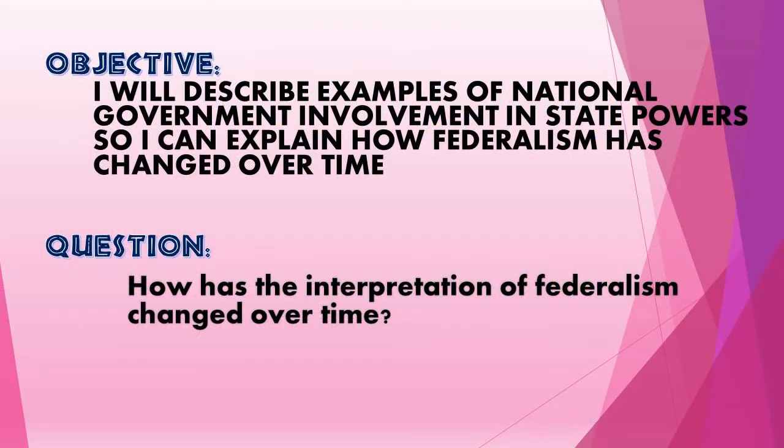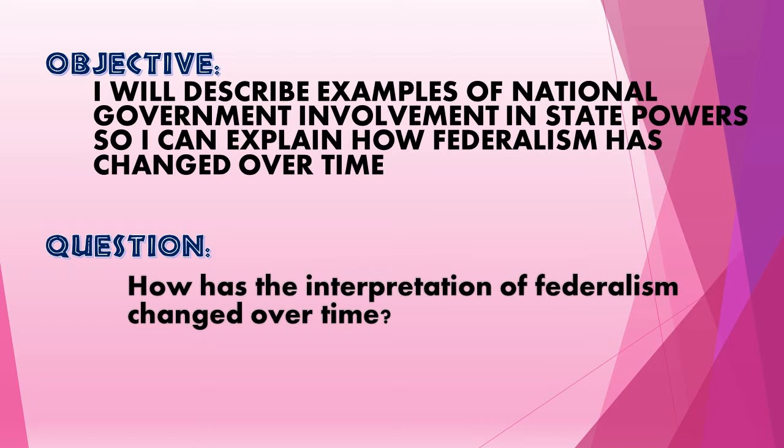So today, what we're going to do is we're going to focus on describing examples of the national government taking more control over state powers. So the last couple of days, we've been looking at those things that are left up to the states. But in modern government, the national government has taken a lot of control of the state's ability to make those policies. So we want to see how federalism has changed over time, and we'll be able to explain federalism changing over time by describing the examples of the national government increasing their power over the states.